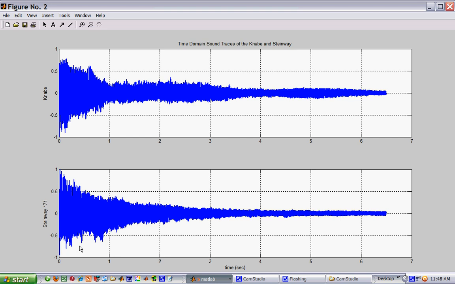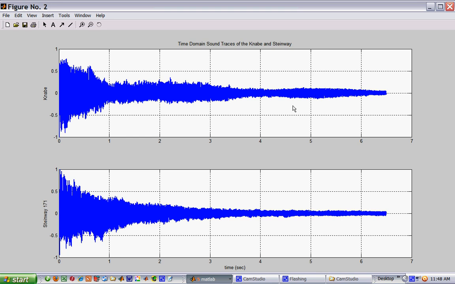Okay, these are the time domain traces of the two notes. Notice that the Steinway amplitude, watching the little cursor there, kind of drops off relatively monotonically. The Knabe drops off a little bit to the 1 second point, holds steady and gets a little bit stronger for about 2 seconds, and then at 4 seconds it appears to be attenuating, and then it picks up again for about 2 seconds. That is, there appears to be an envelope wave having a period of about 2 seconds.